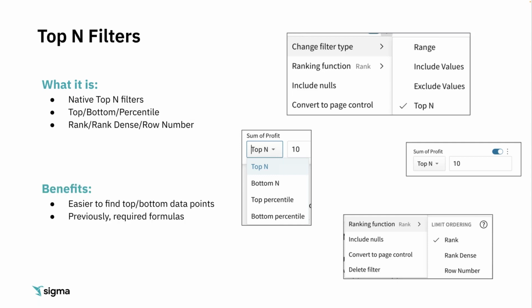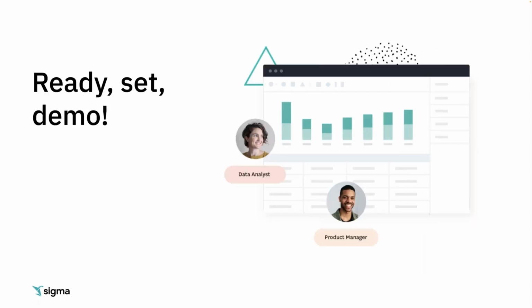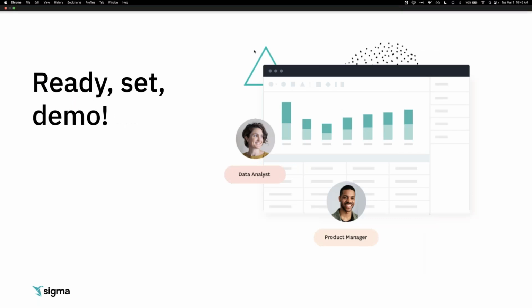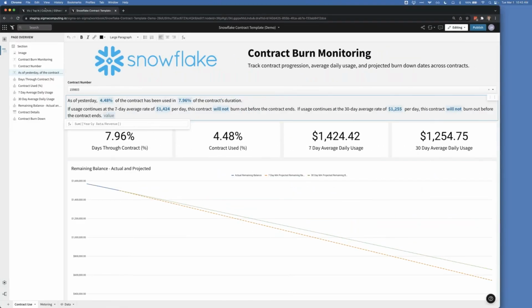So what are the benefits? It's just easier than it was previously, kind of goes back to parity in some sense, and it's just easier to find the top and bottom values here. So let's show you what this looks like in action.